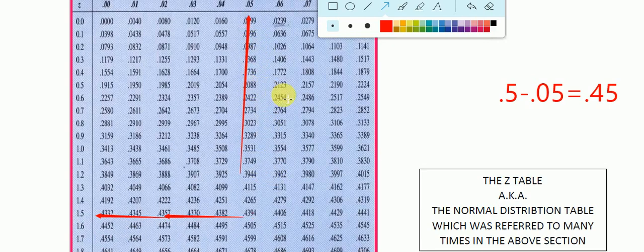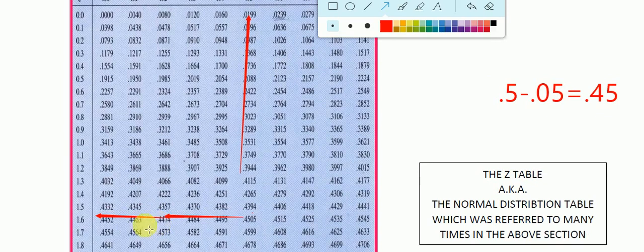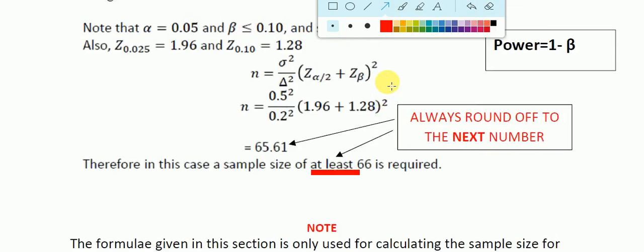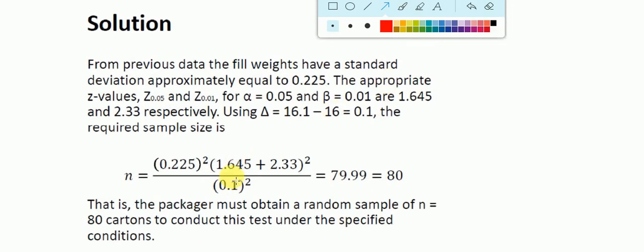The z value for z alpha, which is 0.05, comes out to be 1.6, which corresponds to 0.45 is 1.6, and then we have 0.05. So just adding them together, 1.65. So let's go back and see if we have calculated correctly. Yes, we have calculated correctly. The value is 1.65.